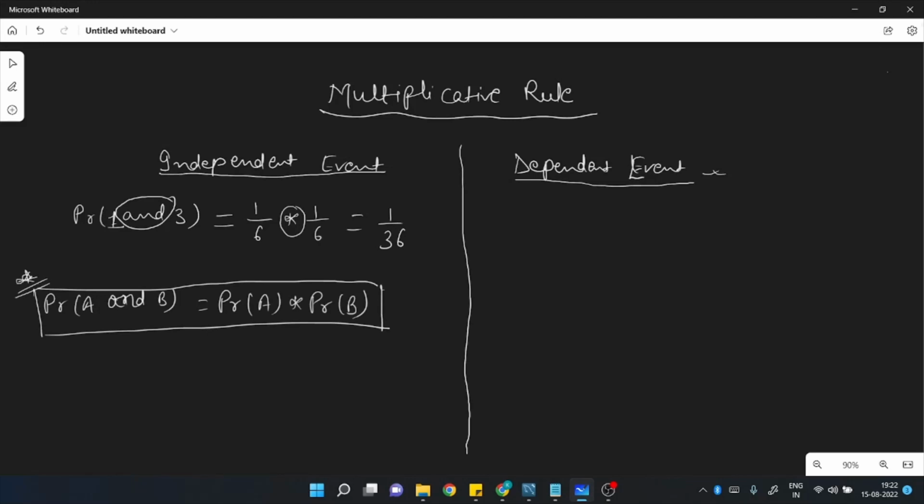Now, the dependent event is very important to understand. It is a bit complex, but if you pay attention, you will be able to understand it. Suppose I have a bag of marbles wherein I have 5 marbles: one is white, one is red, one is orange, one is green, and one is purple. These are the 5 marbles that I have in this bag.